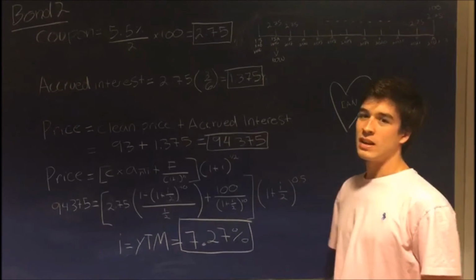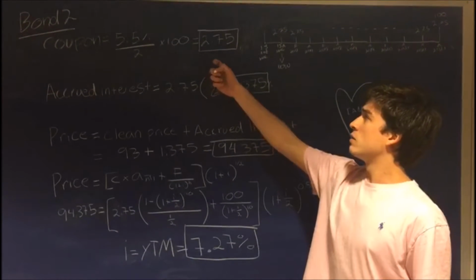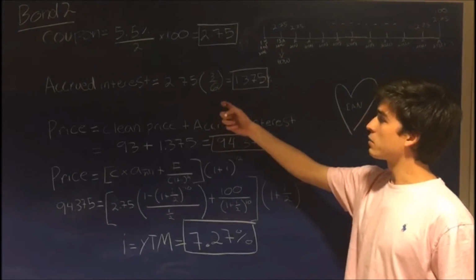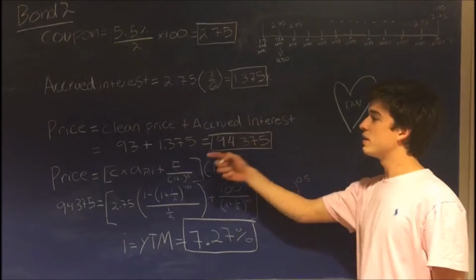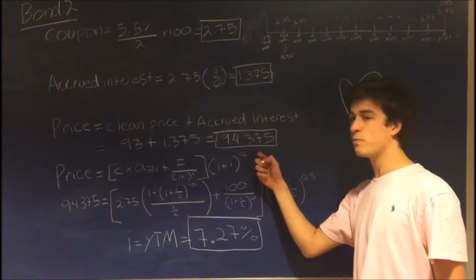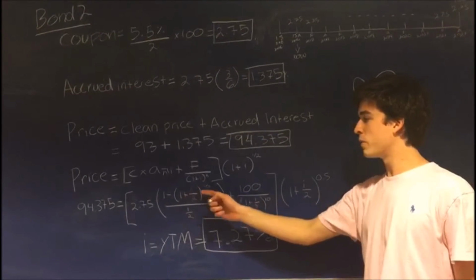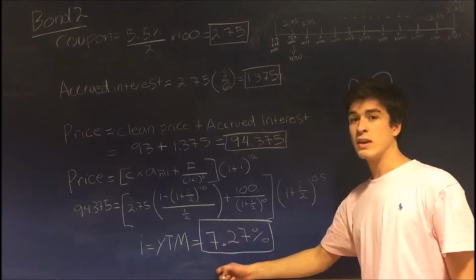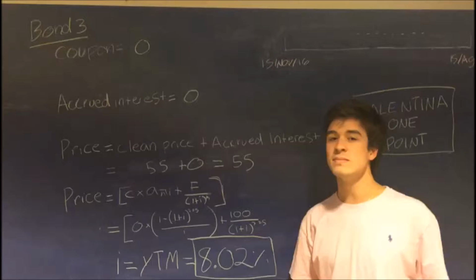For the second bond, like I explained in the first bond, the coupon now is 2.75, the accrued interest is 1.375, the price now is 94.375, and with the formula of price we get the YTM, with guessing or with the use of Excel, that now is 7.27%.